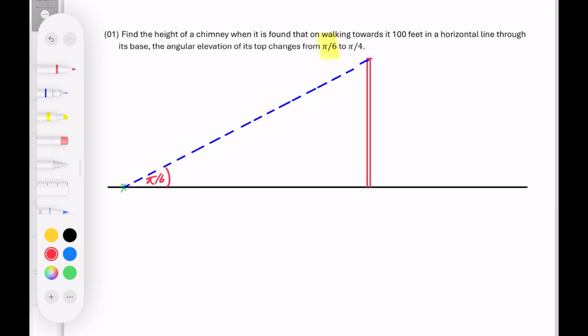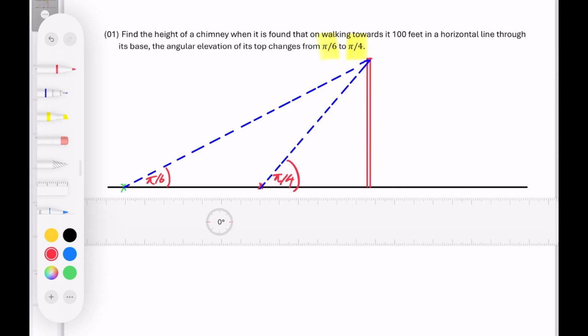Then he walks 100 feet towards the chimney. So let's assume that his new position is somewhere here. From that new position, the angle of elevation is pi over 4. That means if I connect that new position with the top of the chimney, it's going to be 45 degrees. This is only a sketch, therefore it's not going to be perfect in terms of dimensions, but you can see that the straight lines are drawn as straight lines, not as curves. The angle right here is equal to pi over 4. The distance between these two positions is 100 feet. So let me show that as well.